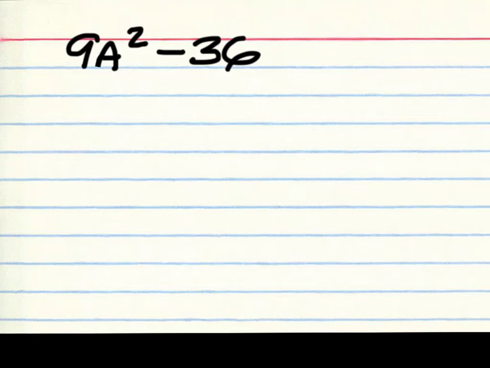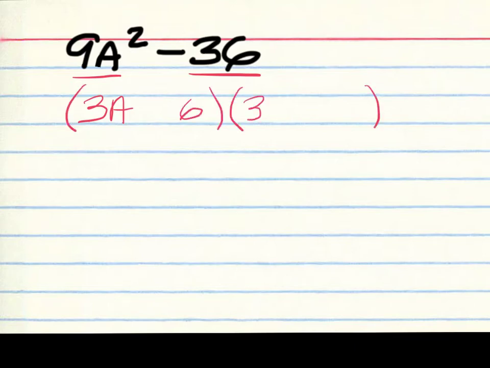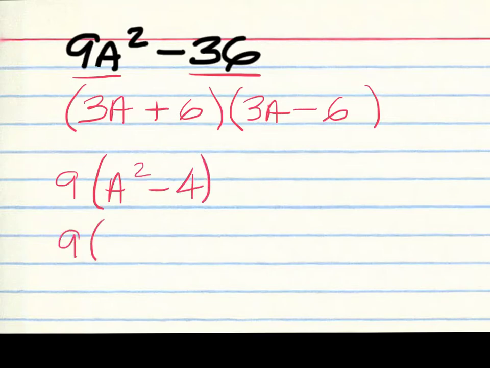Nine is a perfect square, and so is a squared, and so is 36. The square root of 9a squared is 3a, and the square root of 36 is 6. So you could have 3a plus 6 and 3a minus 6, or you could have factored out a 9 and been left with a squared minus 4, and then 9 times the quantity a plus 2 times the quantity a minus 2. Either one of these would be right.